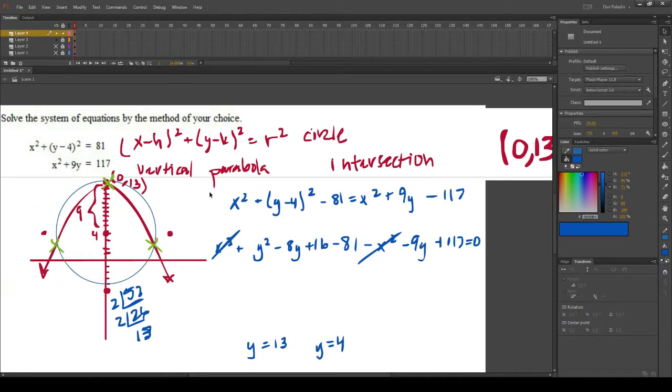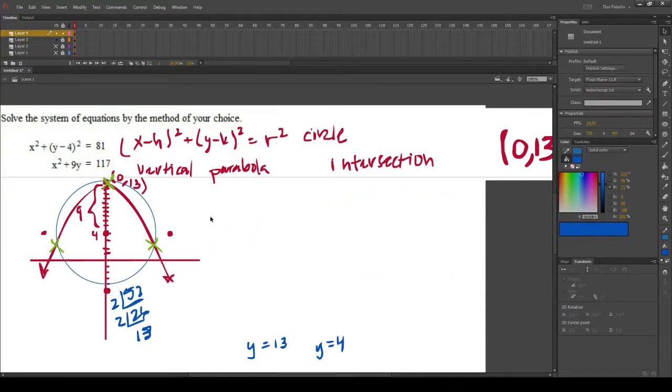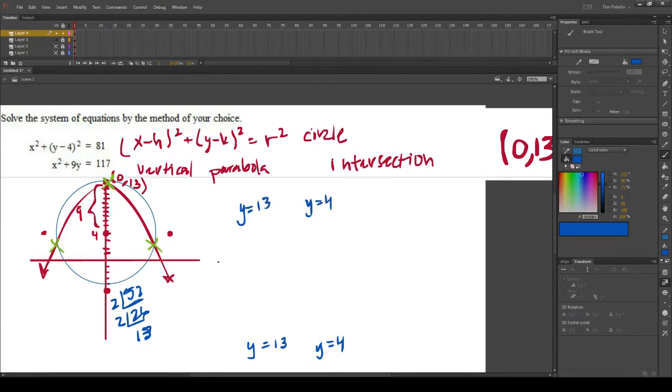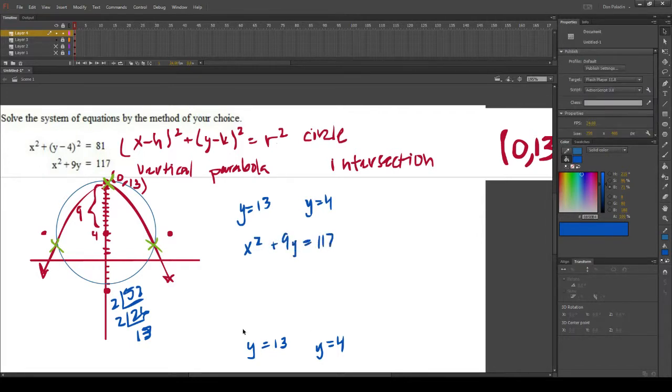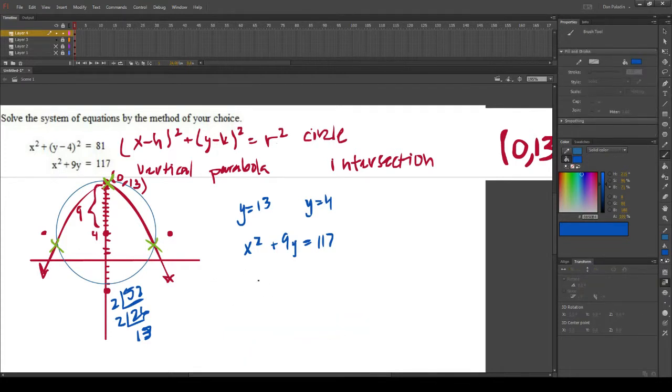And so what am I going to do now? Well, I'm going to use the parabola now, knowing that they intersect at y equals 13 and y equals 4. So I'm going to say x squared plus 9y is equal to 117, and I'm just going to be solving for x here. Again, I should get 3 different answers. So x squared is equal to 117 minus 9y. Okay, so let's see.